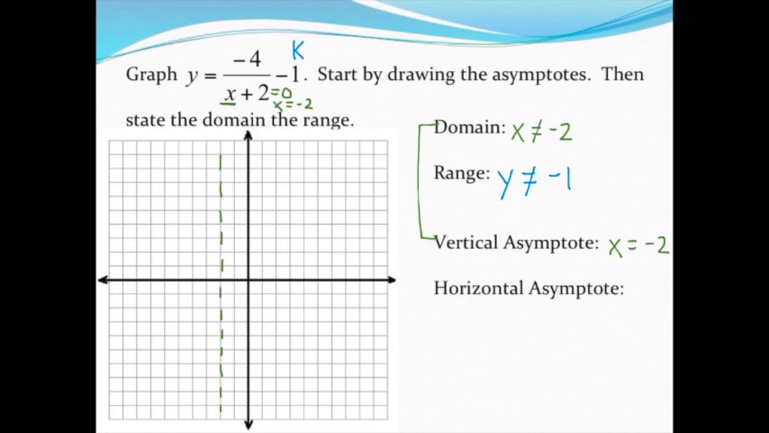I can get all answers except for negative 1. That'll also tell me my horizontal asymptote. That's going to be the equation y equals negative 1. And again, those two ideas are linked together. So if I go ahead and graph that line as well, let's count down 1 and draw that horizontal line in. And those two asymptotes will define where our hyperbola is going to be located.